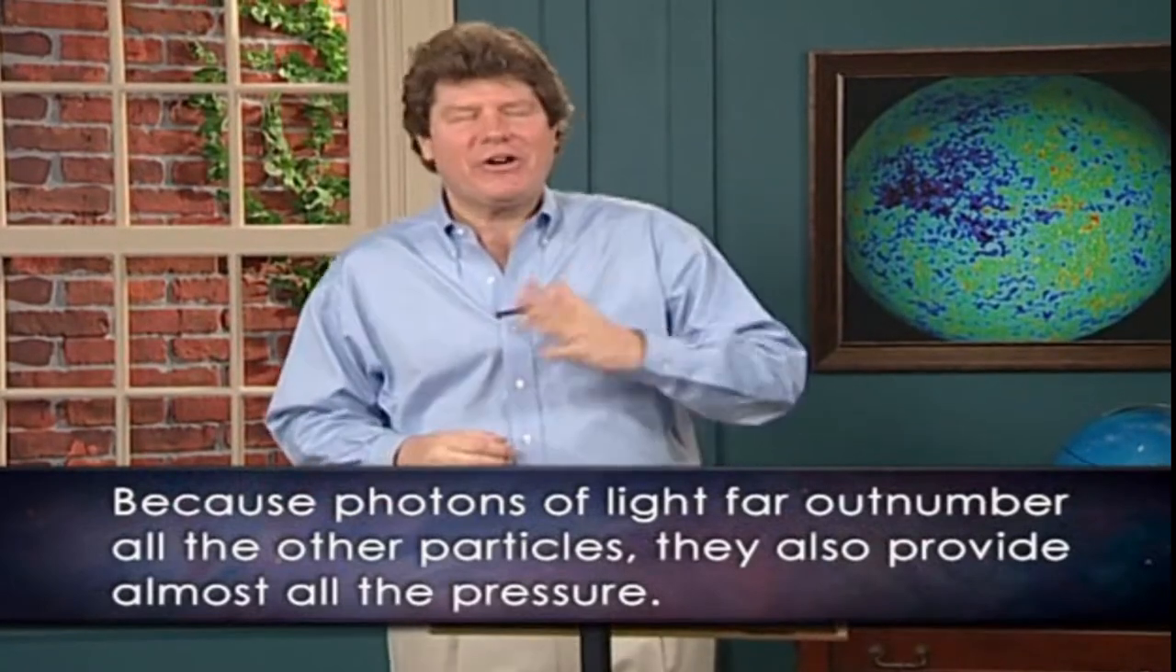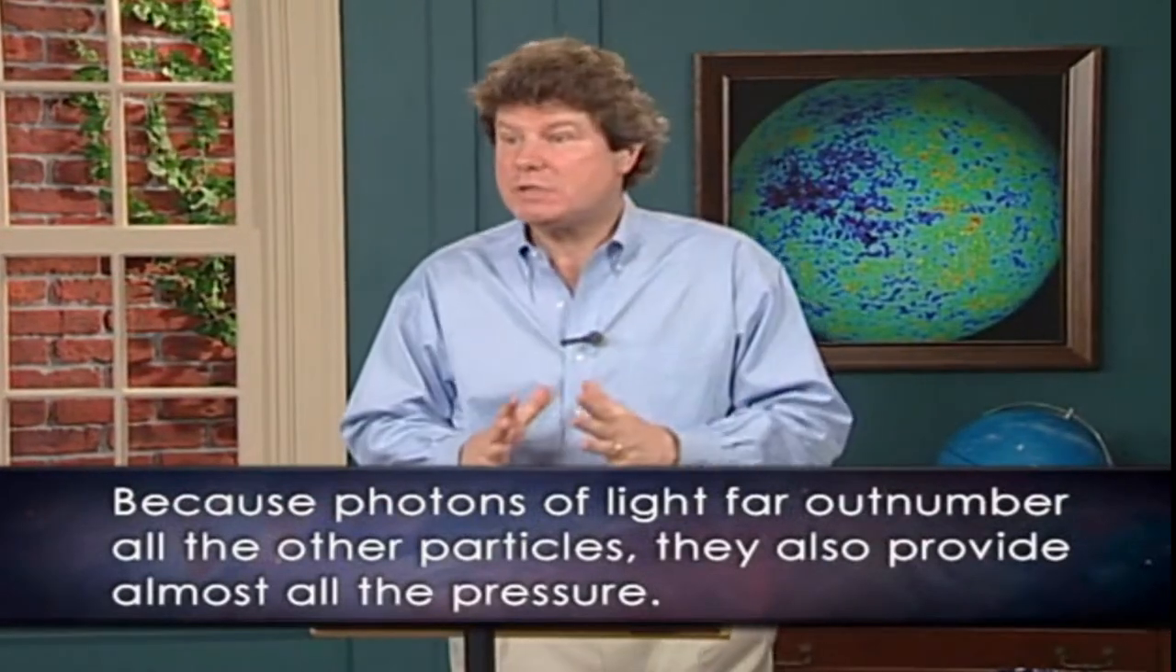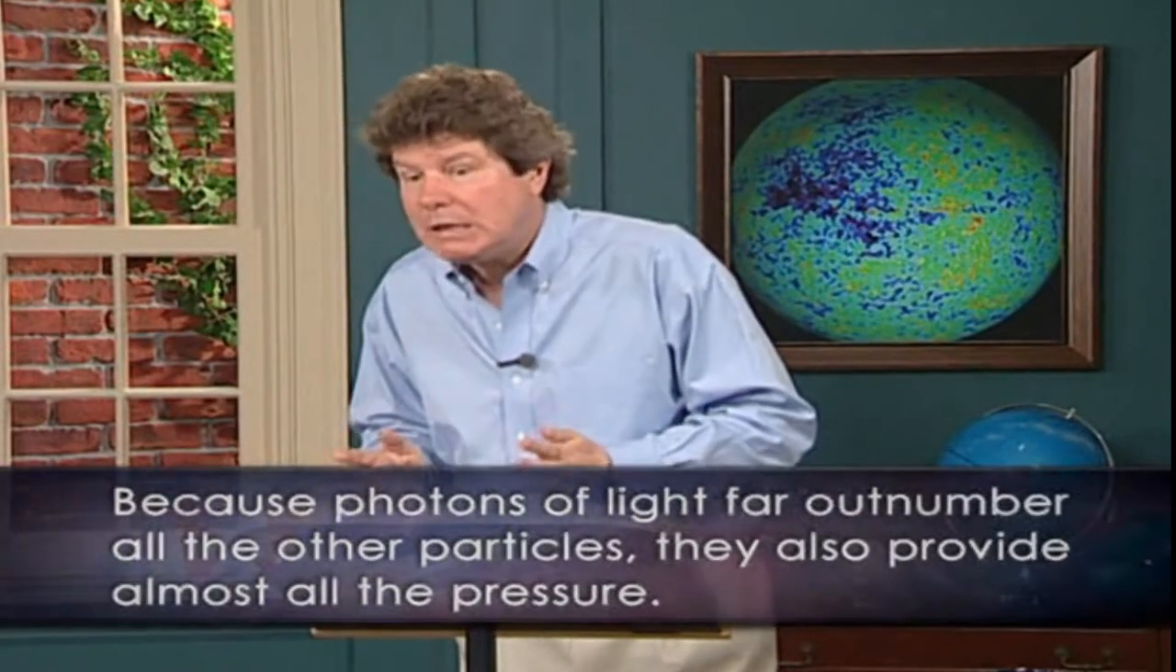And perhaps surprisingly, for any given temperature, it doesn't matter what kind of particle. It could be a proton, electron, or even a photon. They all contribute the same pressure. And this leads to some rather remarkable facts about the primordial gas. First, because photons of light far outnumber all the other particles, they also provide almost all of the pressure. And this seems a little unusual or strange to us. We don't normally think of light beams, like flashlights, as things that push, but they do, just a tiny bit. And when the light is brilliant and the atoms are rare, then light can dominate the pressure, as it does in the young universe.